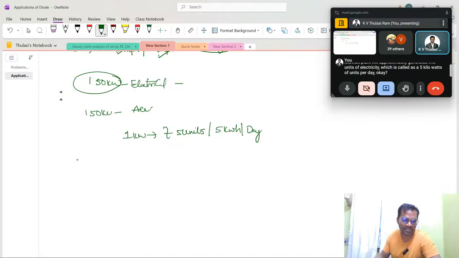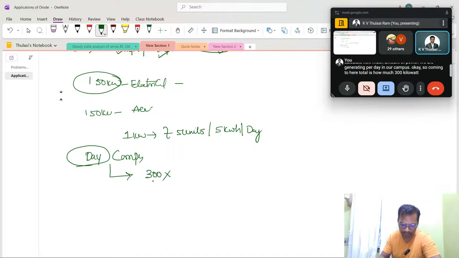For example, let's calculate how much power we are generating per day in our campus. Total is how much? 300 kilowatts. So the total rating, 150 plus 150, is a 300 kilowatt plant, and each kilowatt will generate 5 units. So automatically per day we are generating 1500 units of power in our campus. This number of units we call kilowatt hours.